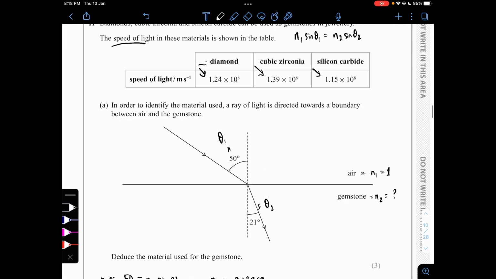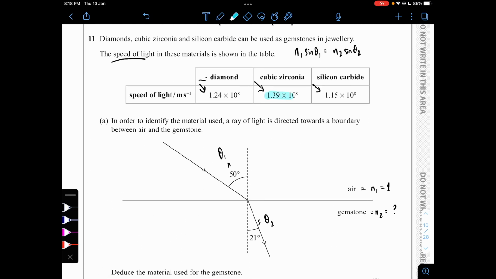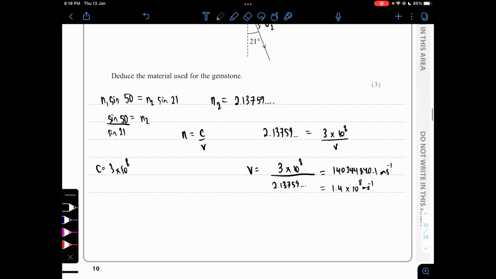Now we need to compare. 1.4 is very close to cubic zirconia. So we can say the material is cubic zirconia. So what are the 3 marks you would get? The first mark would be to apply this formula. The next mark would be to apply n equals c over v. And the last mark would be to get the cubic zirconia using this 1.4 times 10 to the power 8 meters per second value.